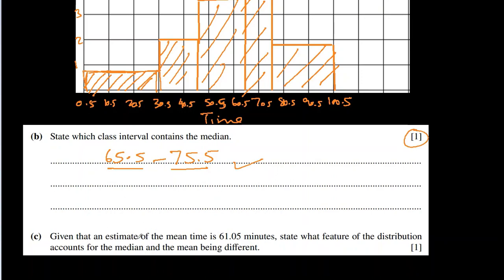Okay. Given that an estimate of the mean time is 61.05, state what feature of the distribution accounts for the median and mean being different.